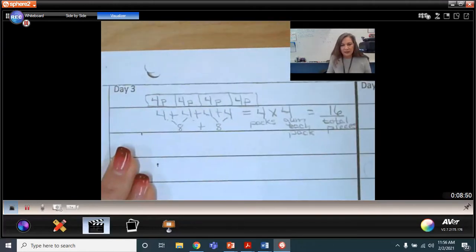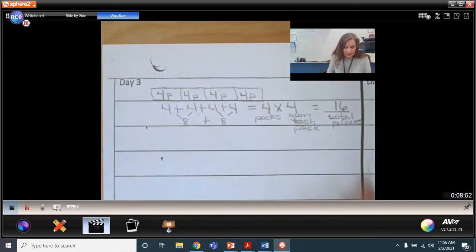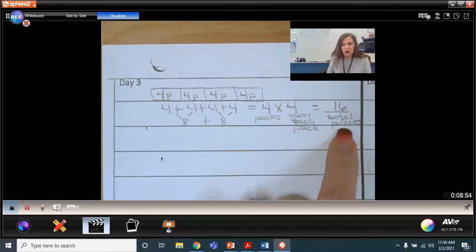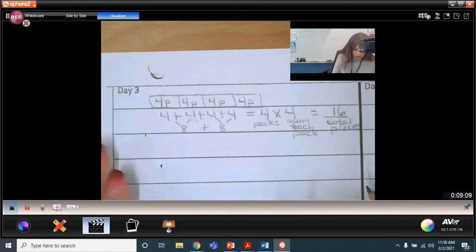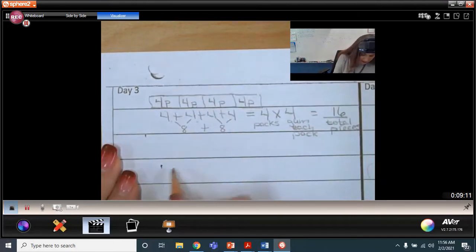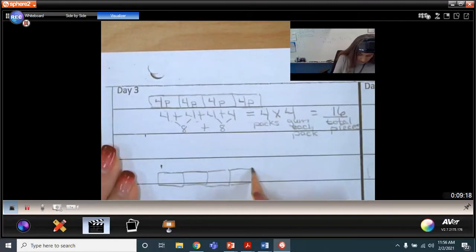Now, the next step is I'm going to take these pieces of gum and I'm going to share them equally. And so what that means is I'm going to take these pieces of gum and divide them equally between my 8 friends. So now I'm taking another step to my problem solving. So here are my 8 friends. 2, 3, 4, 5, 6, 7, and 8.